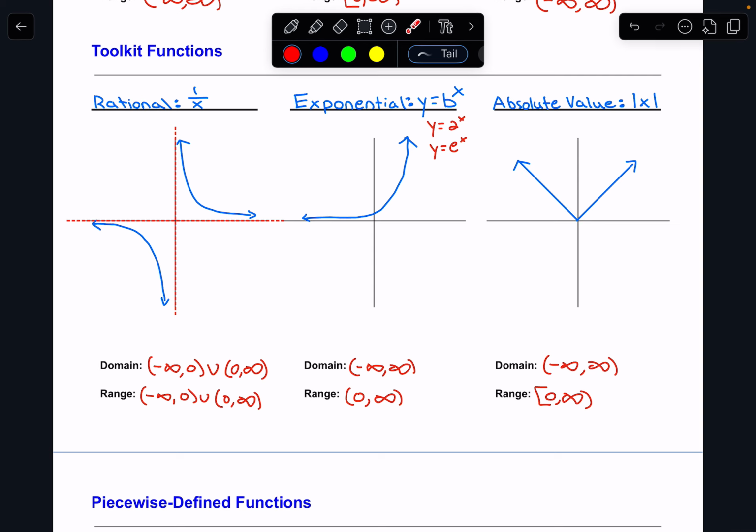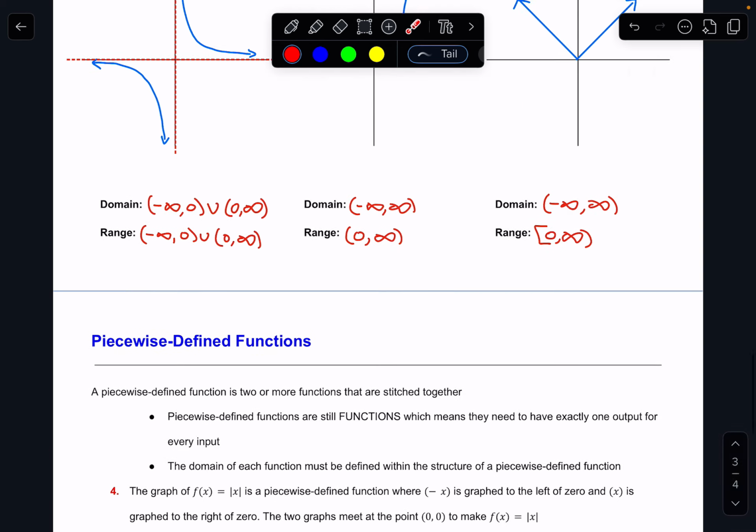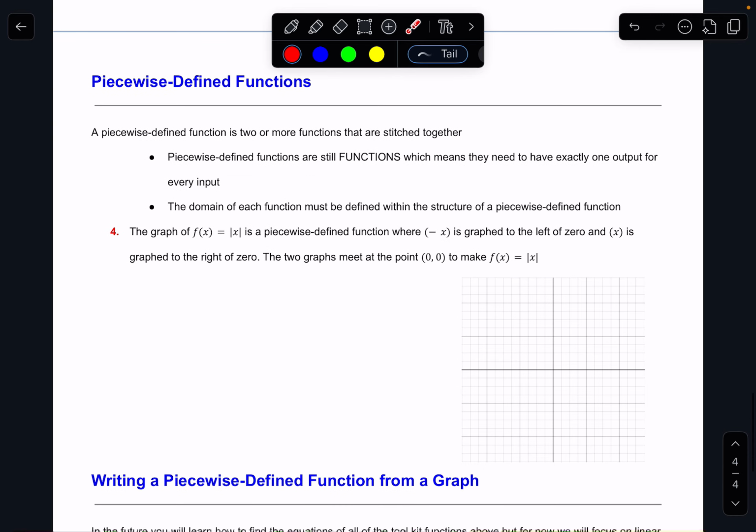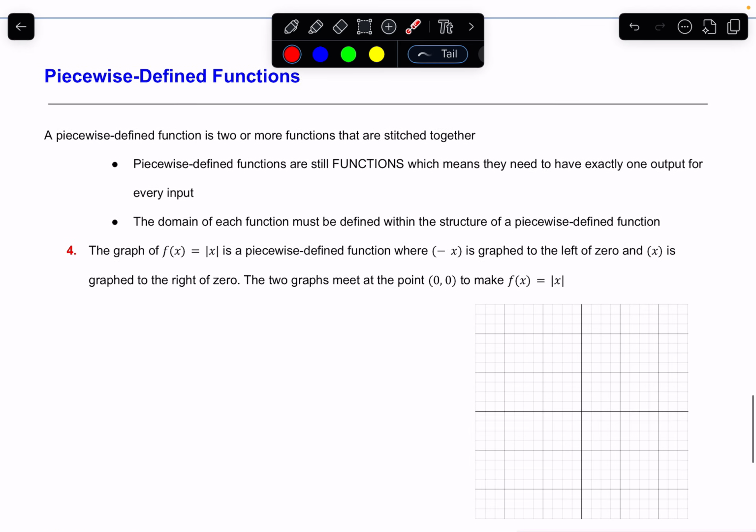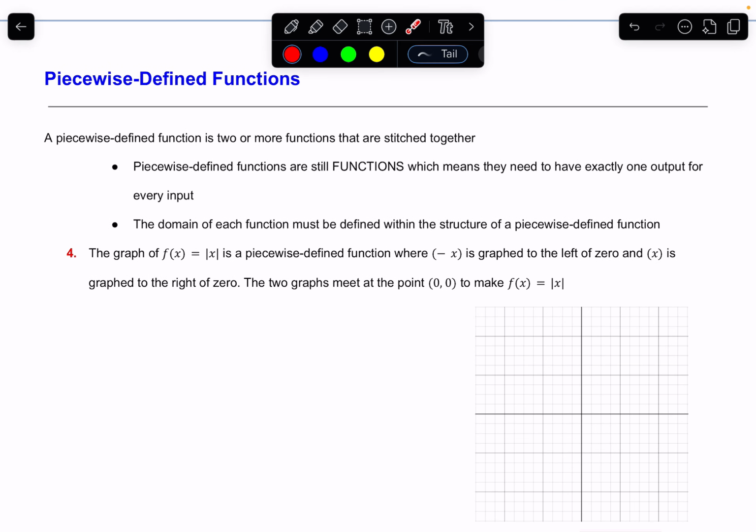All right, so now let's learn a little bit more about specifically that absolute value function. And the way it relates to piecewise defined functions is that the absolute value function is 2 functions pieced together. And that's how we end up with that V shape. So we're going to see that in more detail here. First, a piecewise defined function is 2 or more functions that are stitched together.